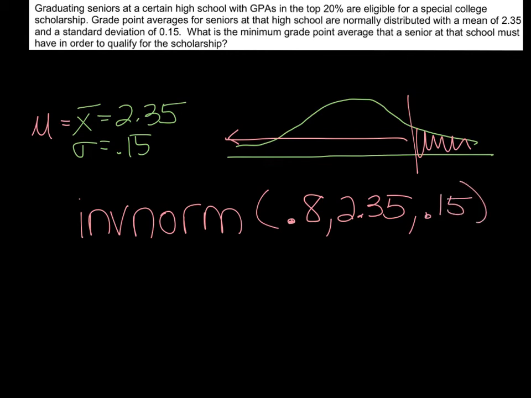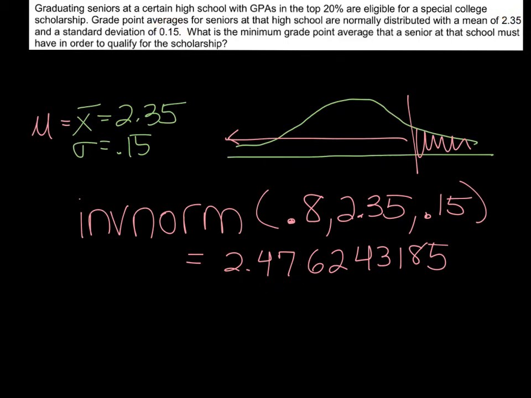You're going to press enter on paste, and then enter one more time to calculate, and it's going to tell you 2.476243185. The minimum grade point average that a senior at that school must have, well, depending on what they tell you to round to, you might tell me a 2.48 because that's what it looks like.